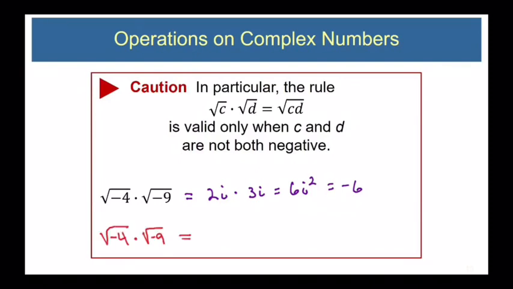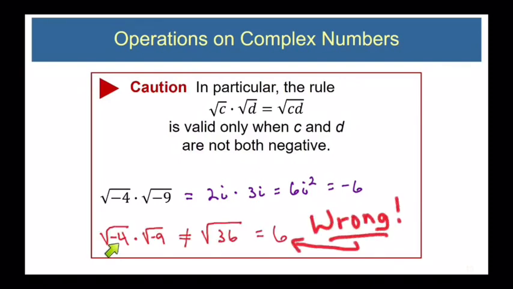What you can't do is say negative 4 times negative 9 is positive 36 and then simplify and get positive 6. That's wrong. You can see it has the opposite sign from the correct answer. So you can't use your radical rules before you simplify and have positives under the radical.